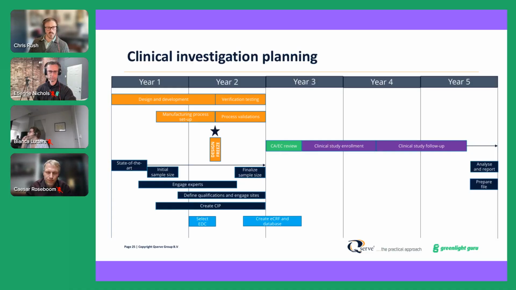So in terms of when to start working on eCRFs, really the answer is as early as possible, probably in conjunction with protocol development, which is going to be on the left side of the page here, towards the bottom. Create CIP. Between the first half of year one, year two, the second half of year one into year two, creating the CIP, drafting eCRFs, really done in conjunction.